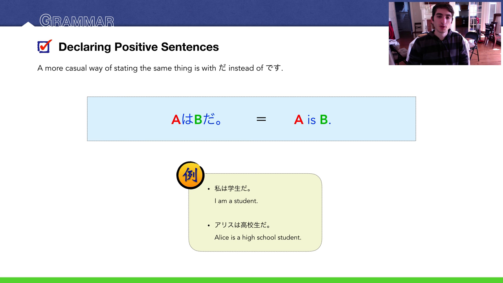Now, some of you might be wondering, when do I use da and when do I use desu? Well, it's all about social hierarchy. In East Asia, actually in Japan and Korea, probably China as well, not too sure about China, there is a social hierarchy.